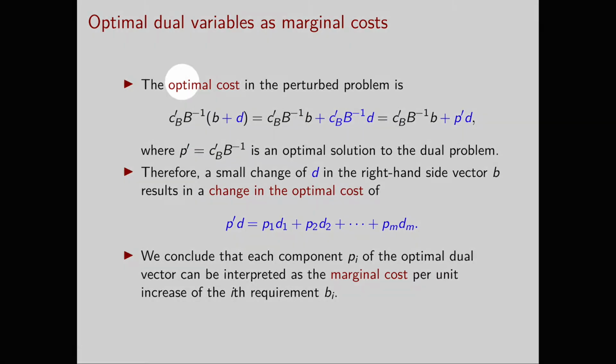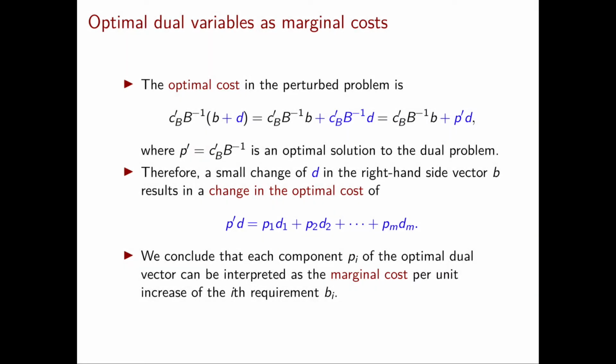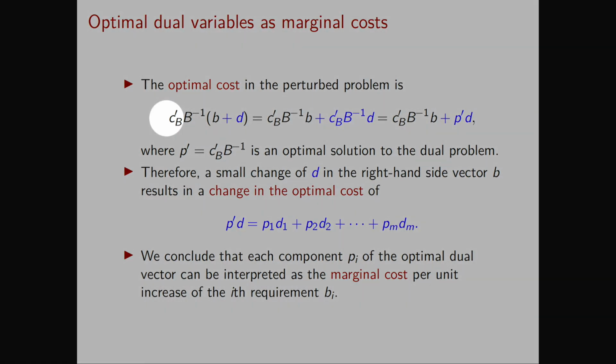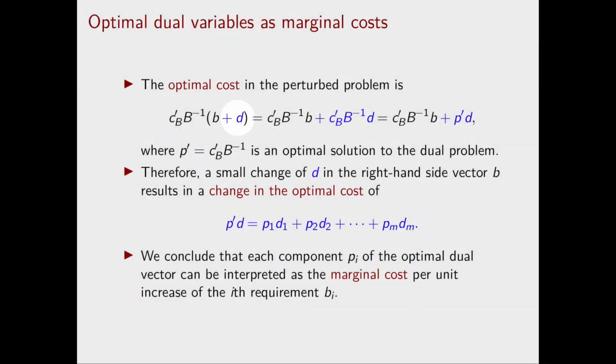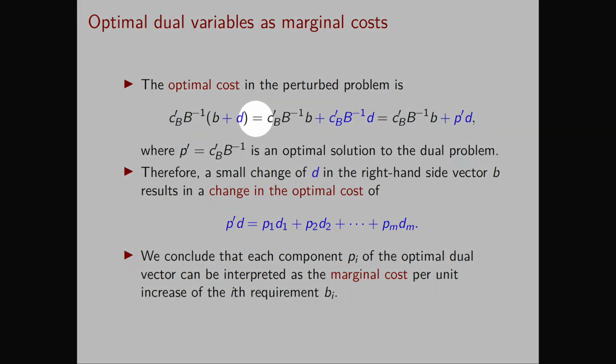Now I want to look at the optimal cost in our perturbed problem. As always, our formula for the optimal cost is cB transpose times B inverse times the right-hand side of our equality constraints. So in the original problem it was only b, and now it's b plus d in the perturbed problem. So I'm going to write in blue here the new part, which is present in the perturbed problem, but is not present in the original problem. If we perform the multiplication, we obtain cB transpose B inverse b plus cB transpose B inverse d.